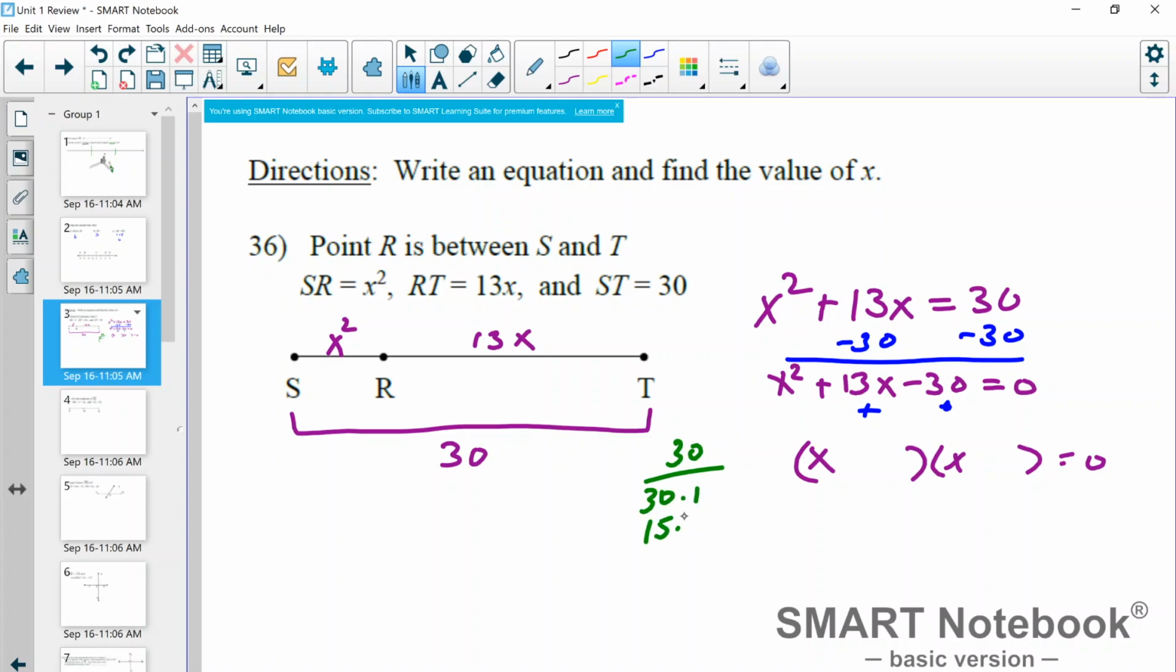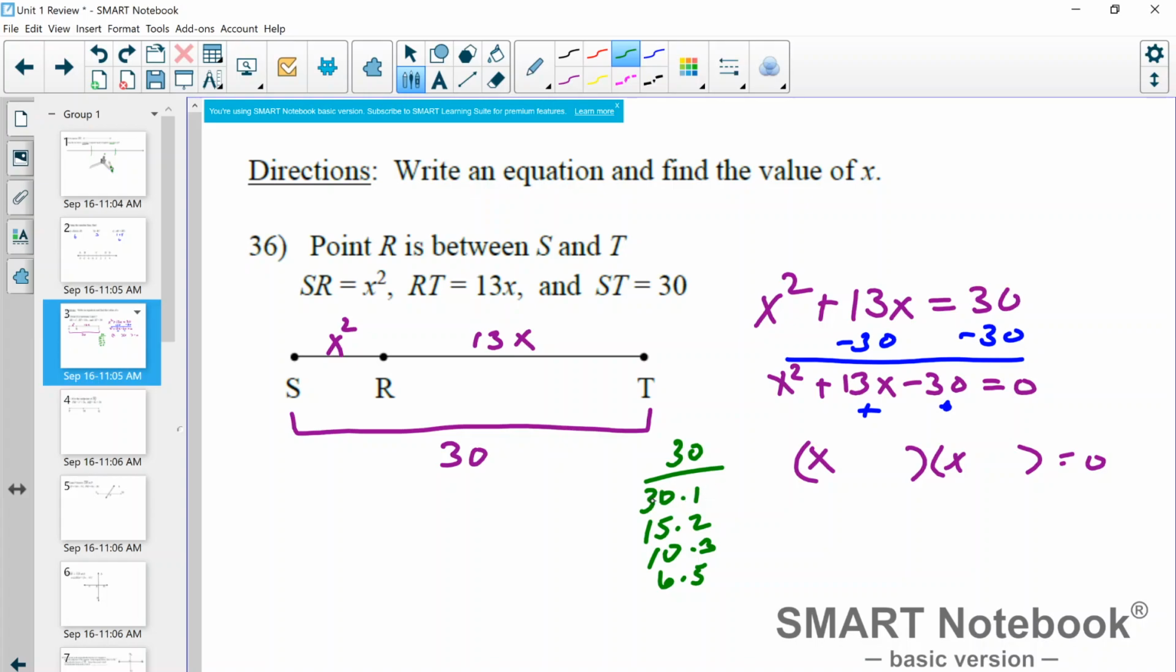1, 15 times 2, 10 times 3, 6 times 5, and then we start rotating back around. So I've got 4 possible pairs here to use. I need to figure out which of these 4 pairs will add to positive 13, but multiply to be negative 30. The only way that I can get a negative product is a positive times a negative.